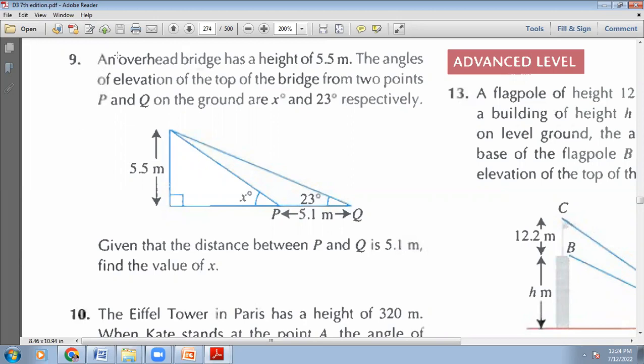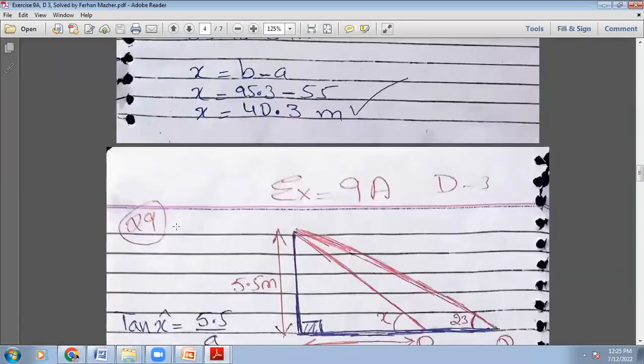Here, the angle is the question. From the point P, the angle of elevation is X. That's the question. The height of the bridge is 5.5. The angle of elevation from the point Q of the top of the bridge is 23 degrees. And the distance between P and Q is 5.1 meters. So let me show you how we have done this.